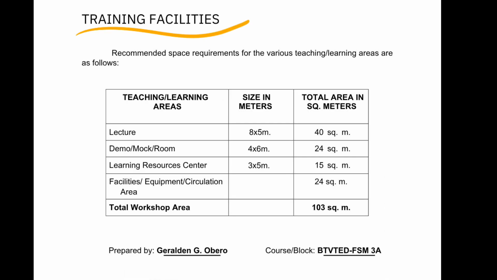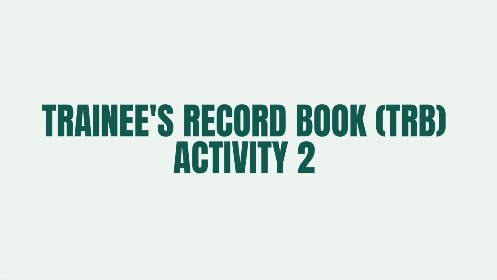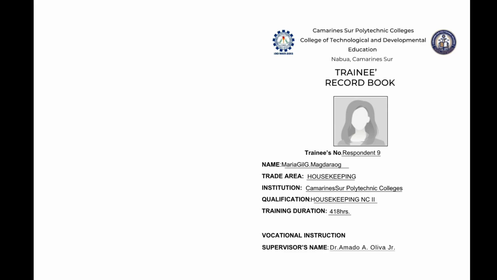Next, we have the training facilities. As you can see, I am copying this from my training regulation qualification, which is in housekeeping and C2. So let's come now to my Activity 2, focusing on the trainee's record book.